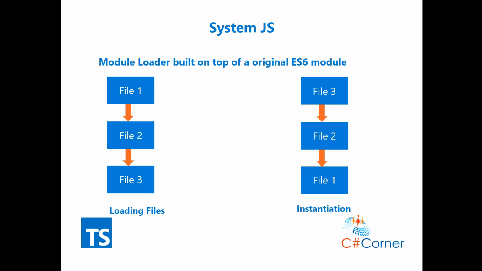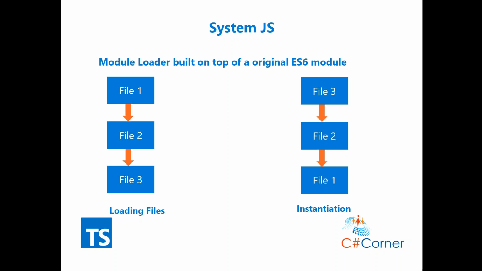One more beauty here is system.js. If you look at this particular page, system.js loads files in order from top to bottom, and then instantiates from bottom to top. For instance, consider the example of file 1, which has a dependency on file 2, which itself has a dependency on file 3. When you ask system.js to load file 1, it will first load file 1, then check for dependencies. It will see that it has a dependency on file 2, so it will load that next, and then because of the dependency on file 3, it will pull down file 3 as well.